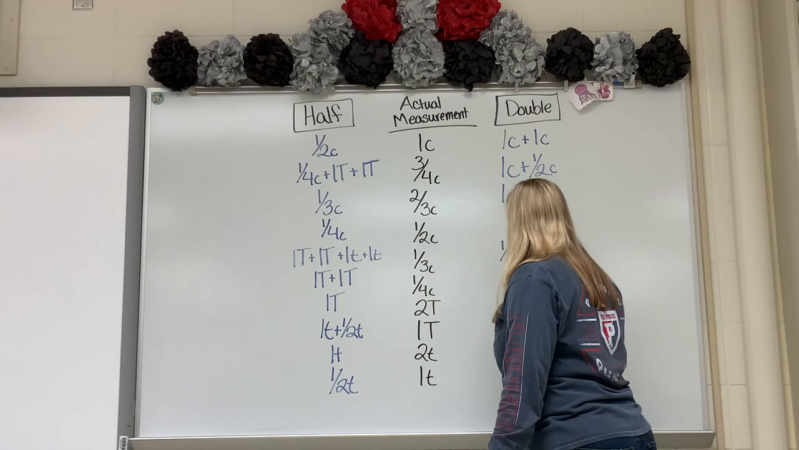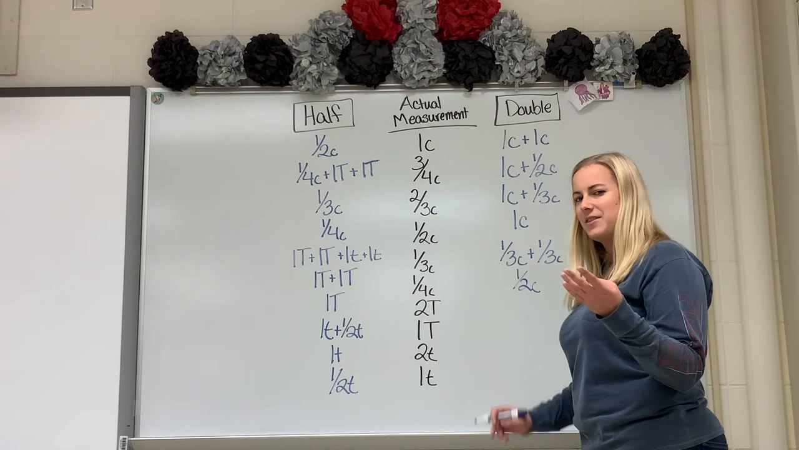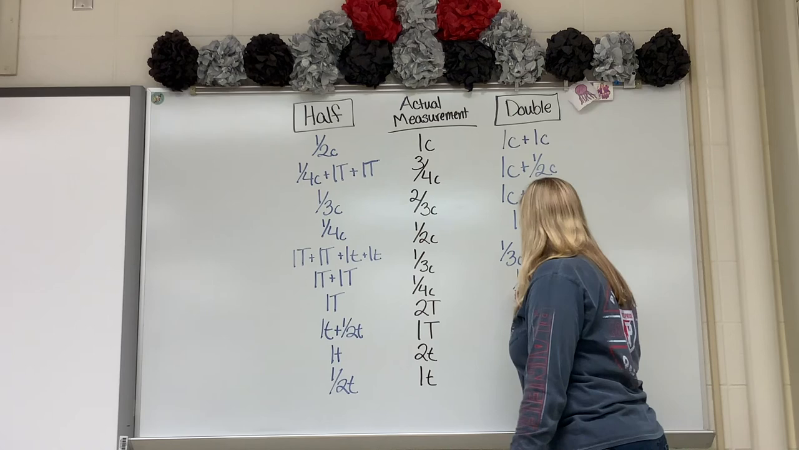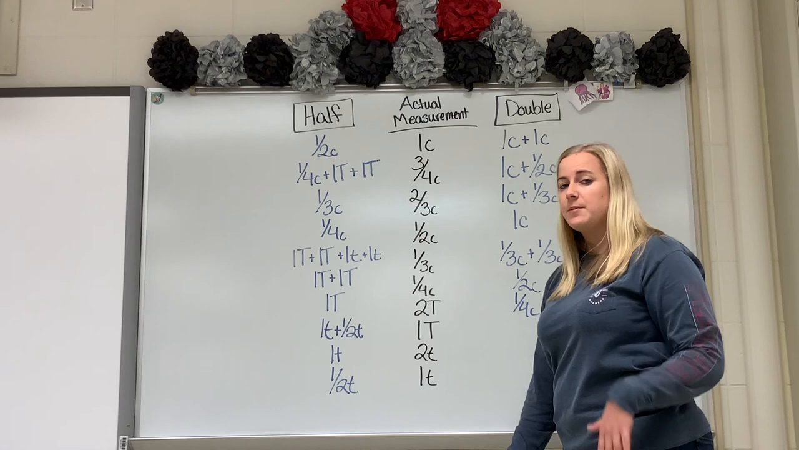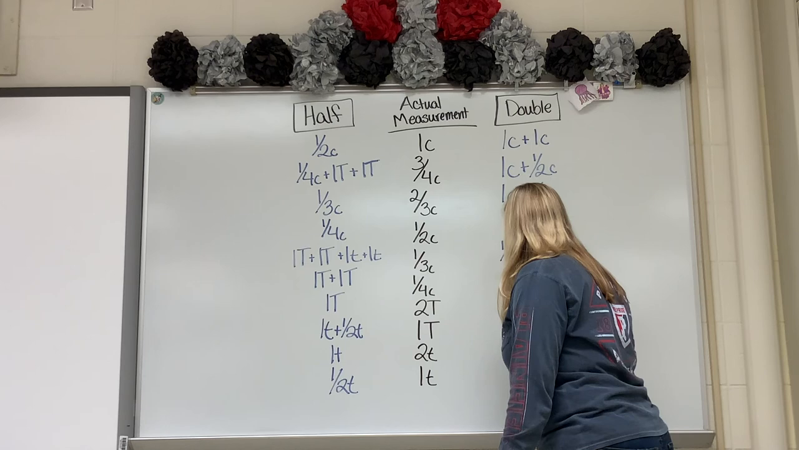The double of 2 tablespoons is going to be 4 tablespoons. We already talked about this one. 4 tablespoons is equivalent to 1/4 cup, so that is our most efficient measurement. Okay, the double of 1 tablespoon is 2 tablespoons. Since we don't have a 2 tablespoon measuring spoon, it's just going to be 1 tablespoon plus 1 tablespoon.